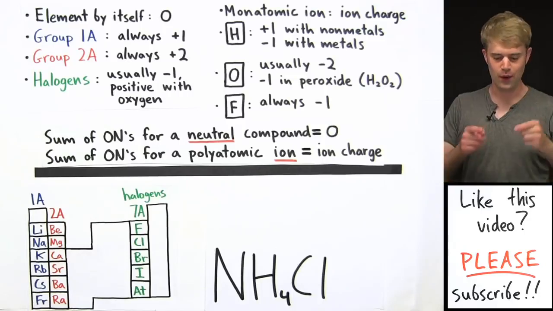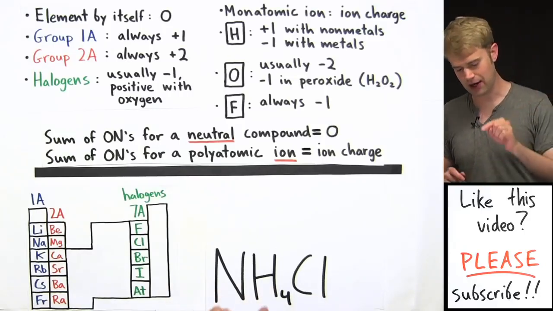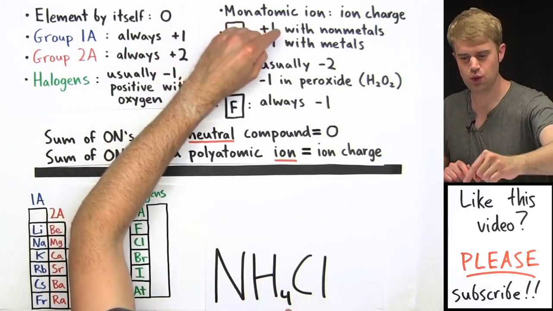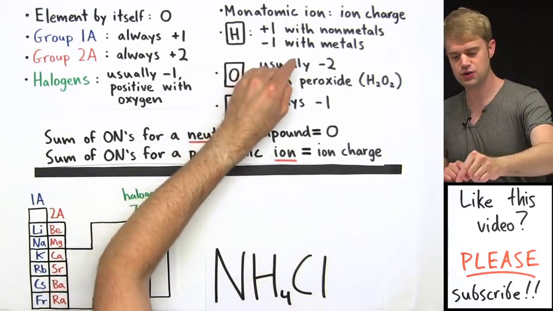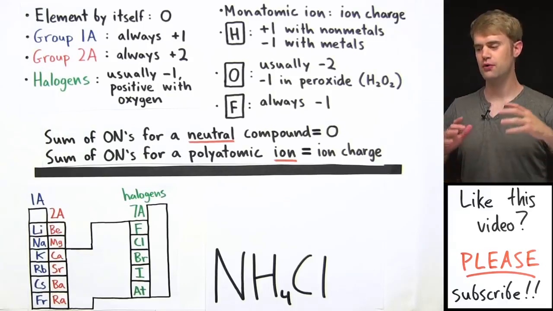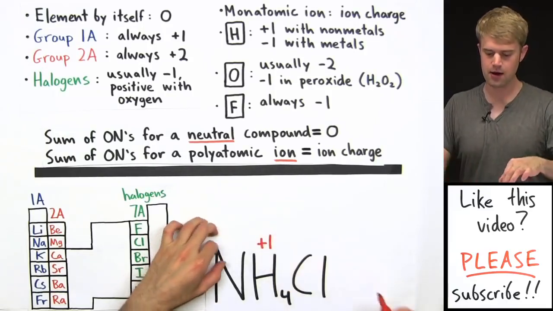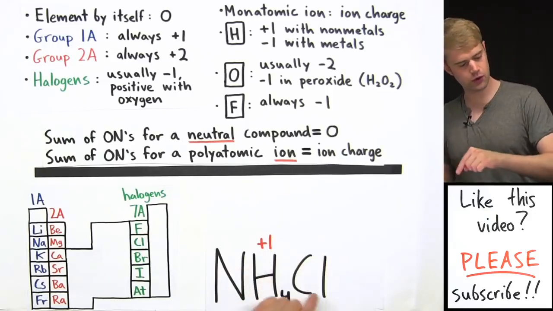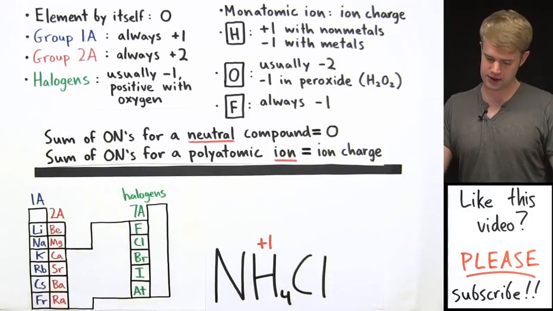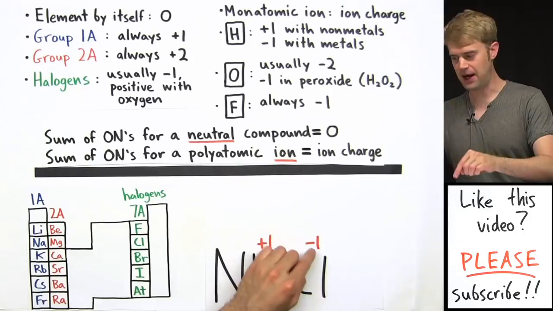NH4Cl. We don't have a specific rule for nitrogen, N here, but we do know stuff about hydrogen and chlorine. Hydrogen is +1 with nonmetals, and it's -1 with metals. It's combined here with nitrogen and chlorine, which are both nonmetals, so its oxidation number in this situation is going to be +1. Cl, chlorine over here, is one of the halogens, usually -1, positive with oxygen. It's not with oxygen, so it's safe to call its oxidation number -1.